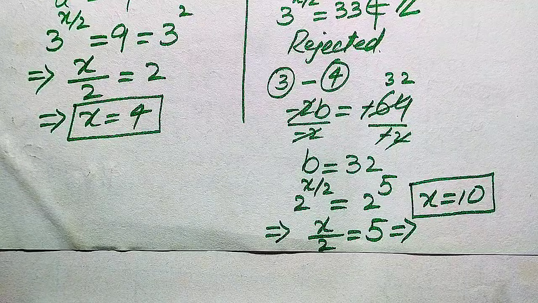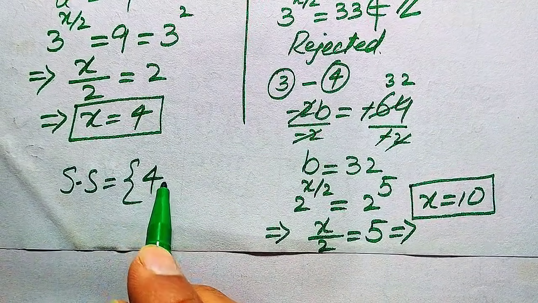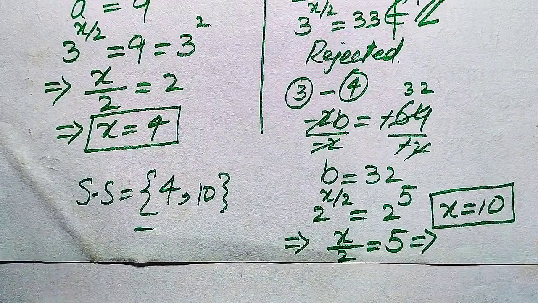So here we get the solution set of the given question is 4 and 10. So these are the two solutions of the given equation, and this is the final answer.